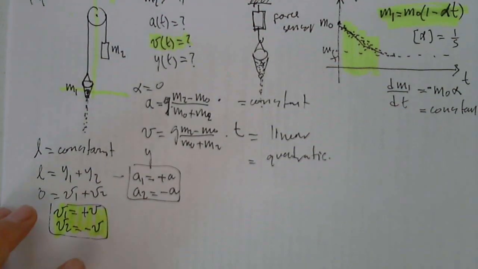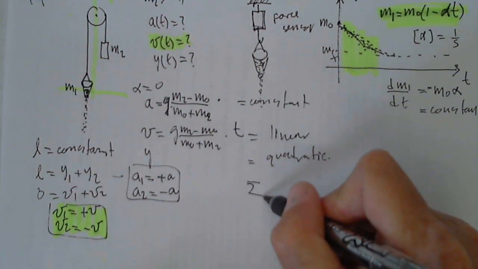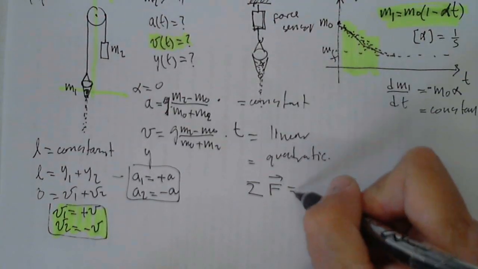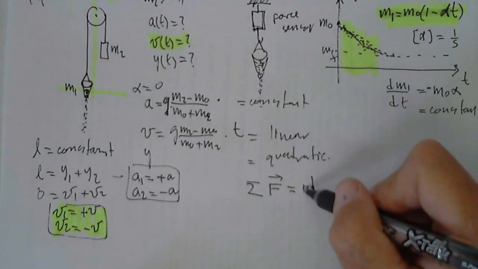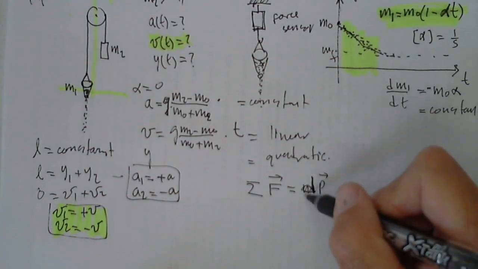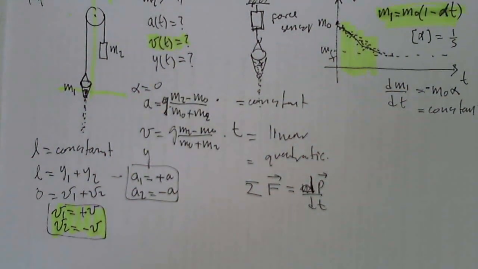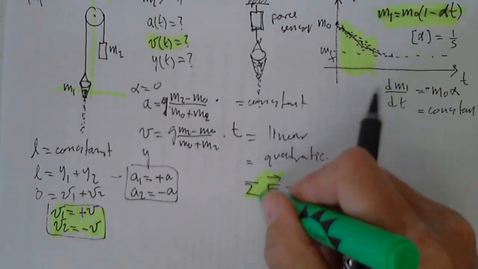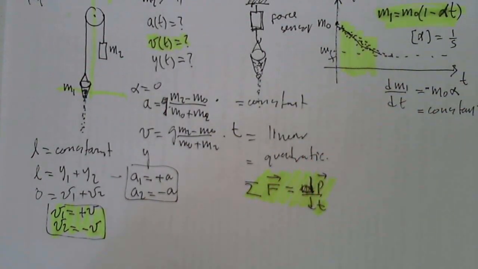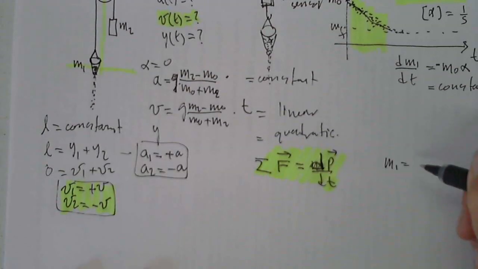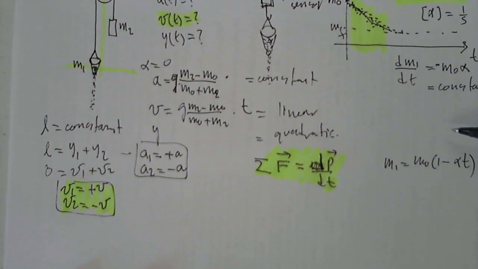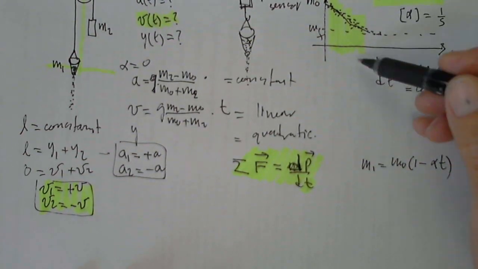Now we go to Newton's second law. The sum of all forces equals mass times acceleration cannot be used. You have to use the derivative of momentum with respect to time. Why? Because the momentum is changing: the mass is changing, and the velocity is changing. And remember that m1 is a function of time. Empirically, I know this is true.